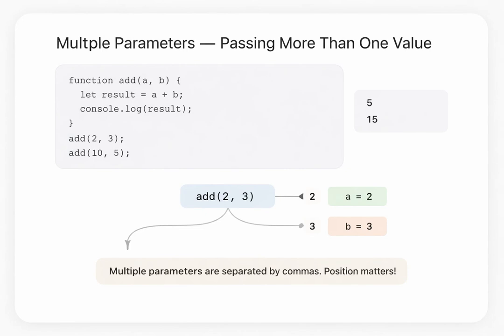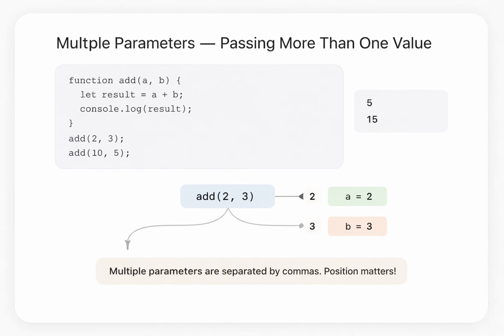Functions can also accept more than one parameter. You just separate them with commas. In this example, the function add takes 2 parameters, a and b. When you call add with 2 and 3, the value 2 goes into a and 3 goes into b, based on position. The first argument always goes to the first parameter, the second to the second, and so on.